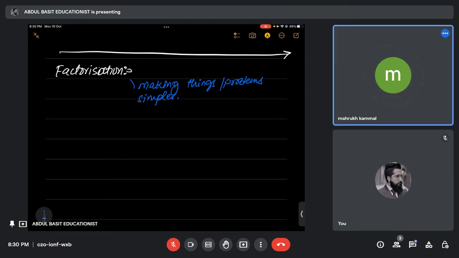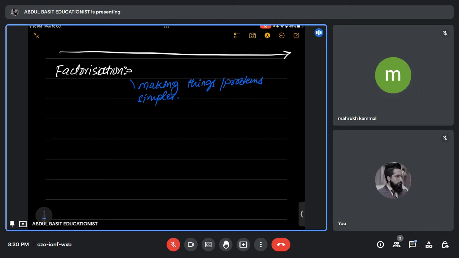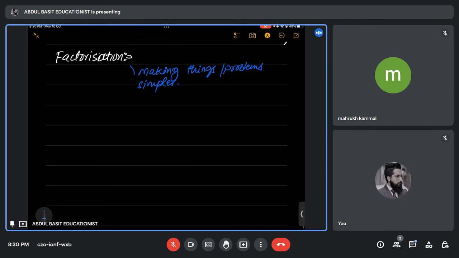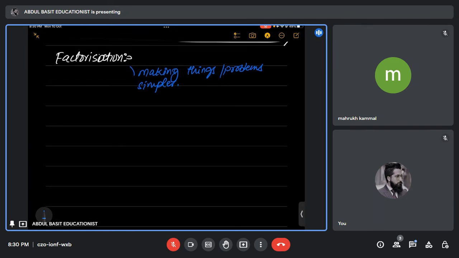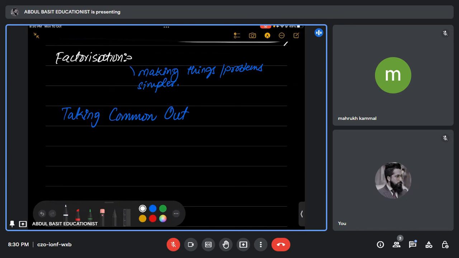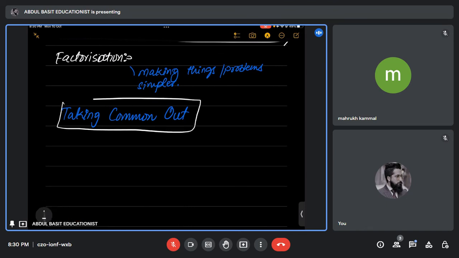जी. जी. And in Cambridge examination, we always have factorization, a few methods of factorization. But in this lesson, I'll be teaching only one method: taking common out. This is the method in which we can simplify a particular question or a real life problem.